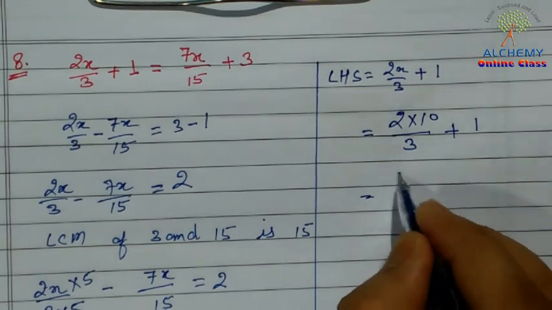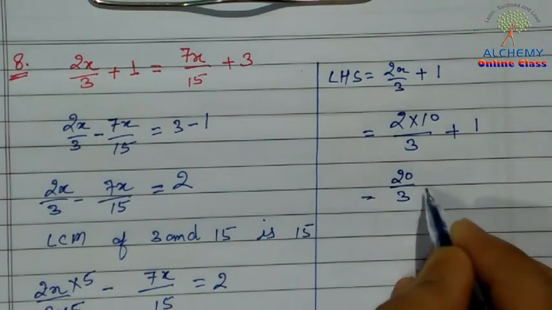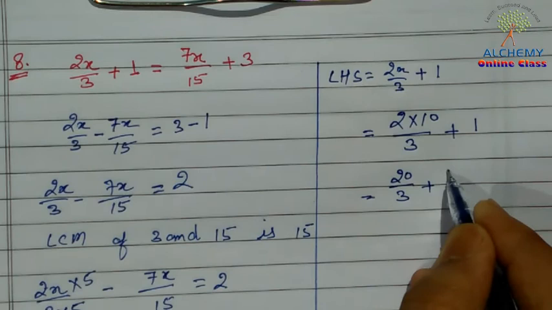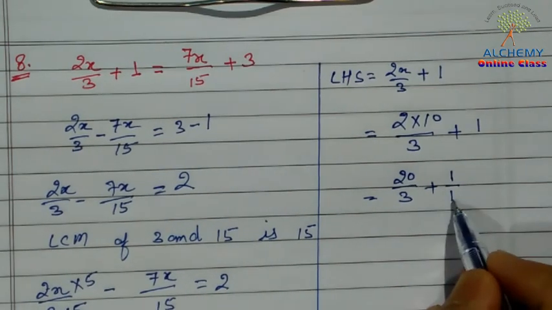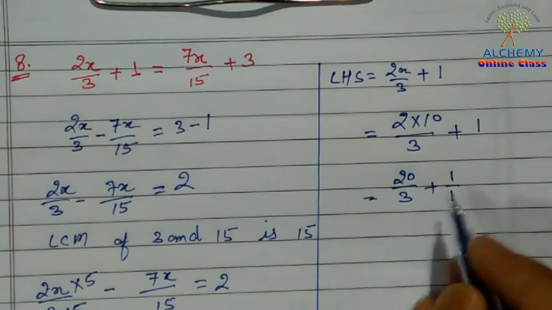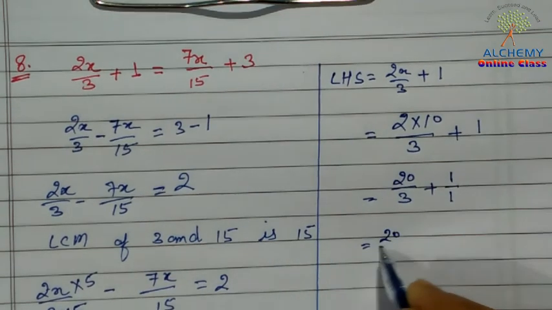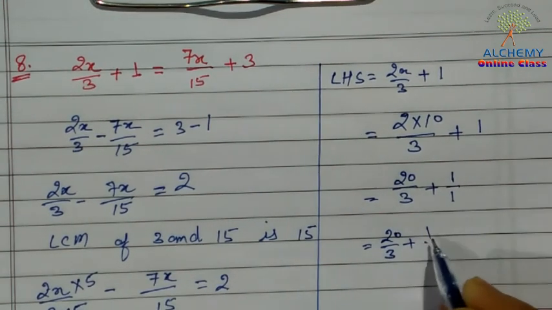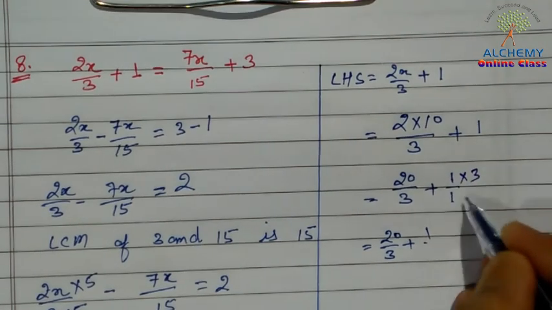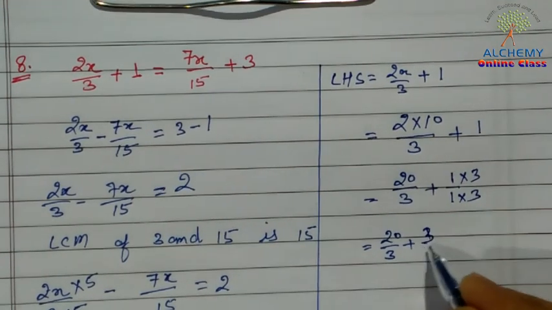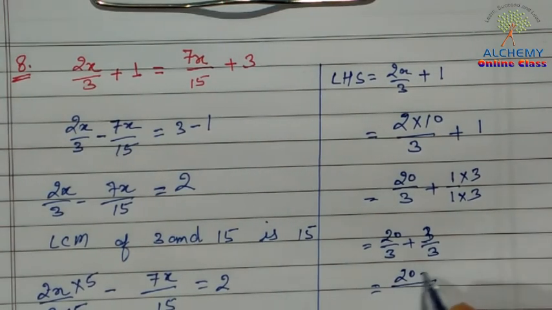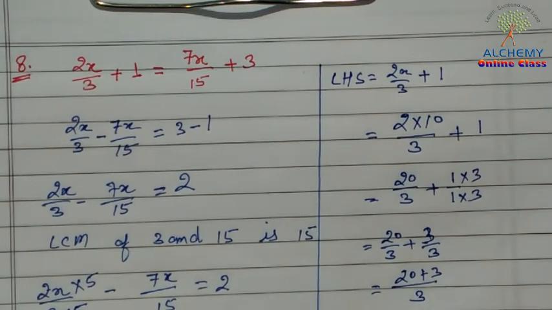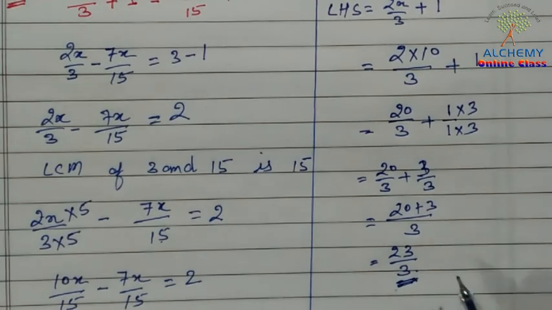So when we multiply it, it will be 20 upon 3 and plus 1 upon 1 we can write. Okay, so this 1 can be changed as 3 upon 3. So 20 upon 3 plus 1, we can multiply it by 3, so it will be 3 upon 3. Finally we got here 20 plus 3 upon 3 as 23 upon 3. So that is the value of the left hand side.